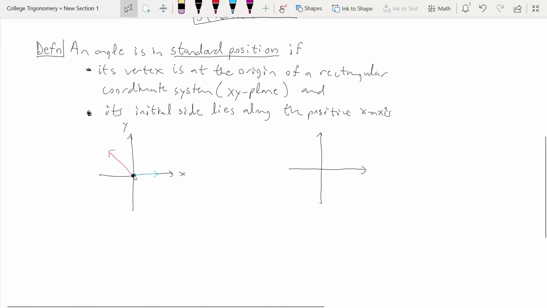It's already in standard position as long as those two conditions have been met. Vertex is at the origin. Initial side is on the positive x-axis, right? So here is an angle. Let's say it's this angle that rotates from the blue to the red like so. Call that alpha. Sure, why not? So here's an angle in standard position. So I'll say alpha is in standard position.